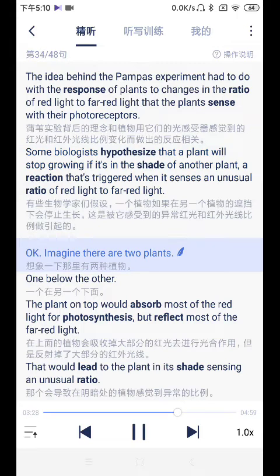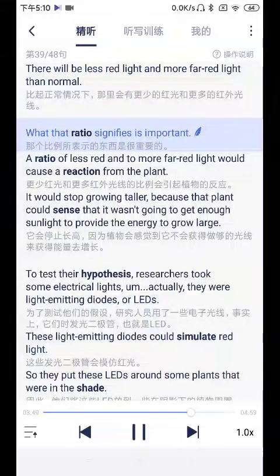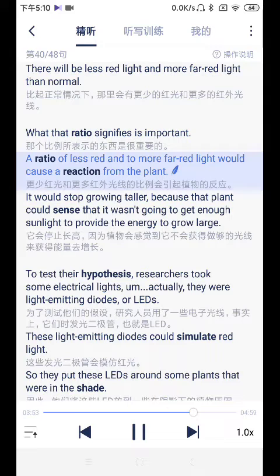Okay, imagine there are two plants, one below the other. The plant on top would absorb most of the red light for photosynthesis, but reflect most of the far red light. That would lead to the plant in its shade sensing an unusual ratio. There would be less red light and more far red light than normal. What that ratio signifies is important. A ratio of less red light to more far red light would cause a reaction from the plant.